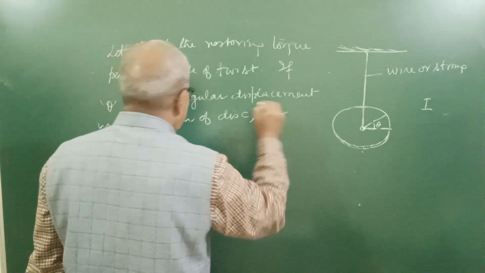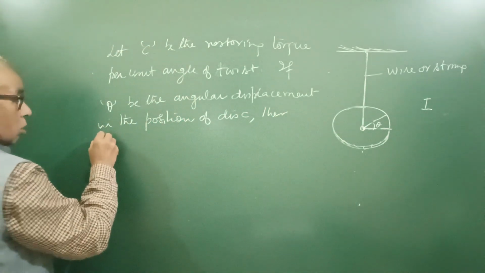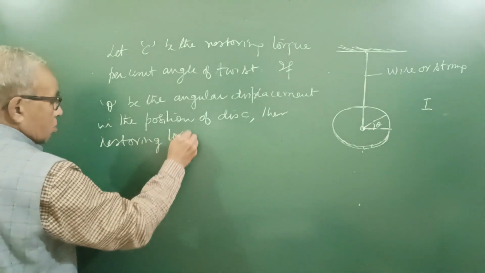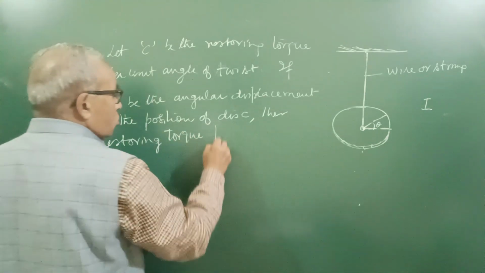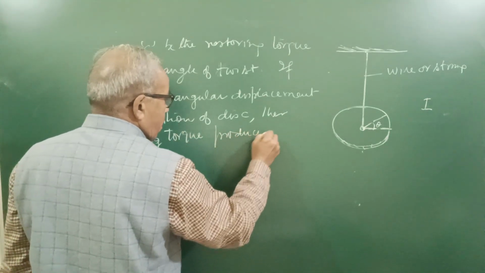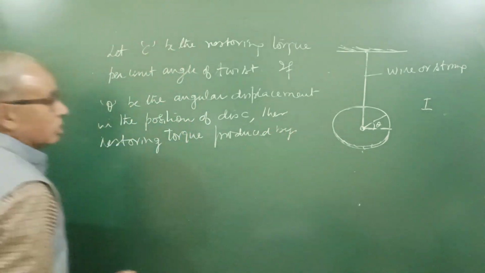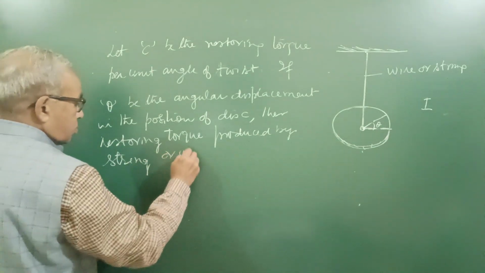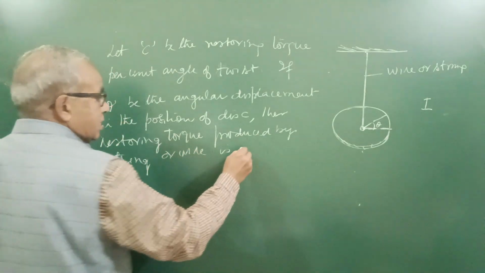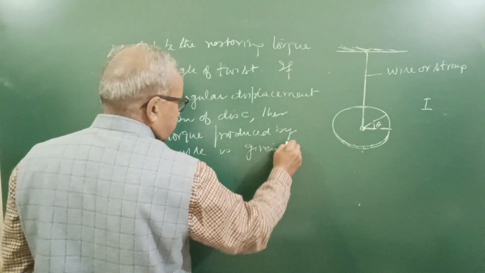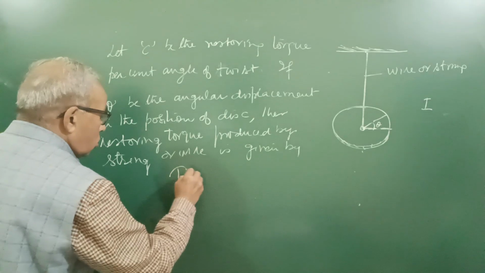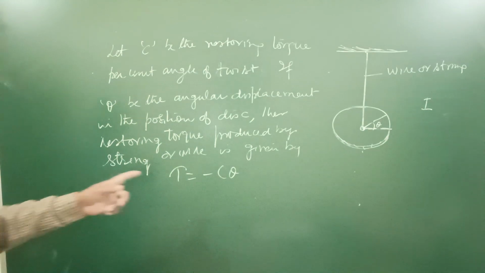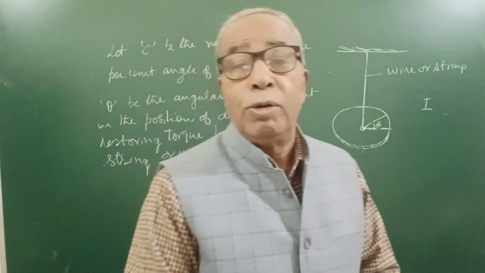then the restoring torque produced by the string or wire is given by tau equal to minus C theta, where C is the torque produced per unit angle of twist.